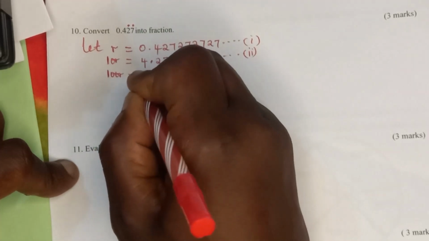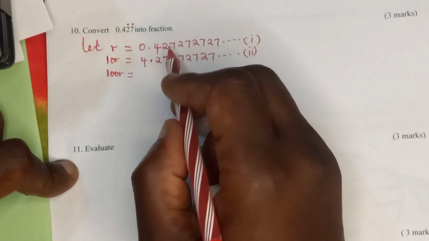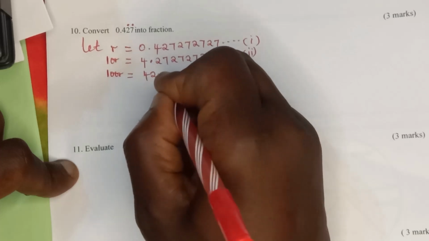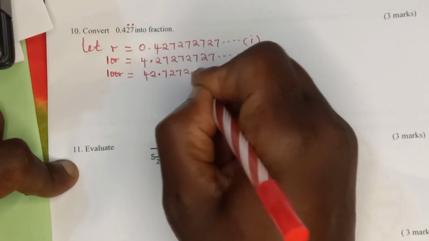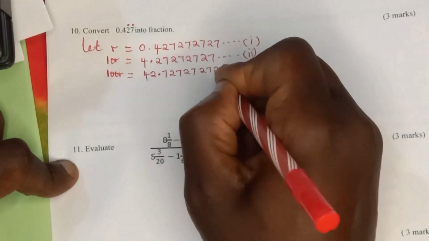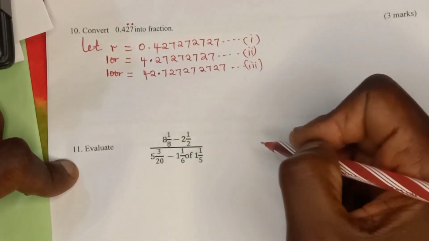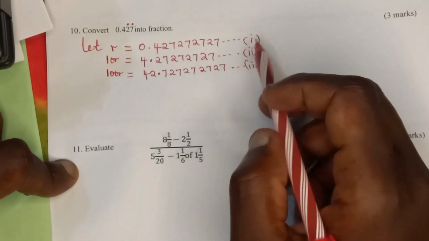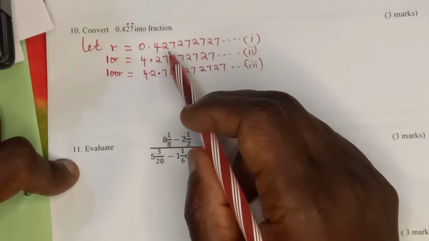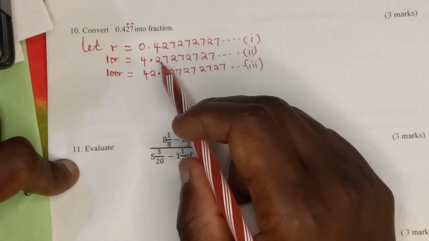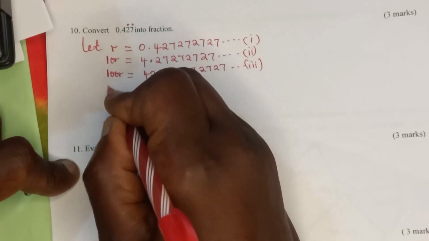So multiply r by 100. When you multiply this by 100, you get 42.7, then 27, 27, 27, 27. That is the third equation. Still, in the three of these equations, I don't see anything that is uniform. This is 0.42, 0.27, 0.72. So we go to the next, 1000r.